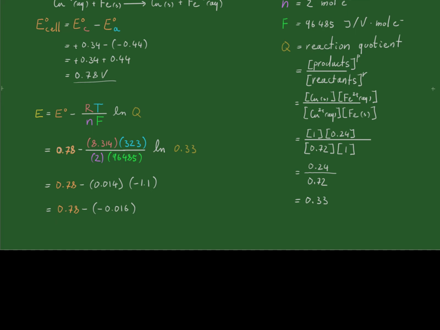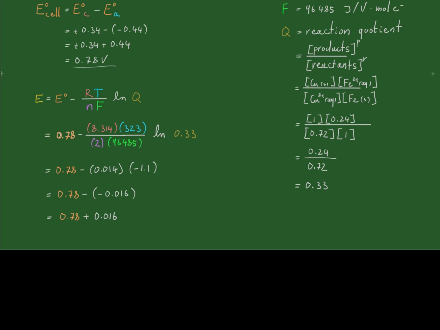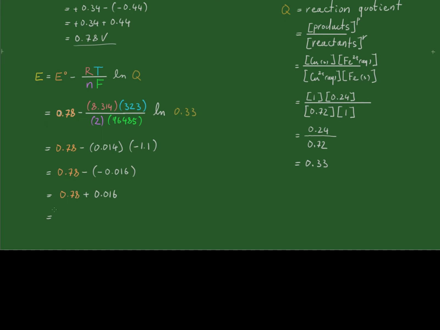Almost there. So that means we have 0.78 minus and a minus, minus and a minus make a plus, 0.016. And finally, we can say that the cell potential under these particular conditions is 0.796 volts. That is all for now, and I will see you on the flip side.